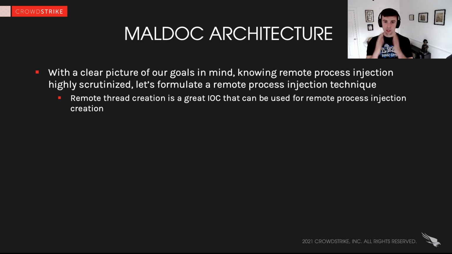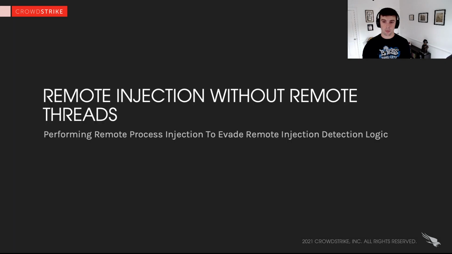So now that we have a clear picture of what our goals are, and knowing remote process injection is not only the end goal but is highly scrutinized, let's formulate a remote process injection technique. Our base condition for the purposes of this talk is that remote thread creation is a great indicator of compromise that can be used to detect remote process injection. So knowing this, let's talk about remote injection without the need to create new remote threads.